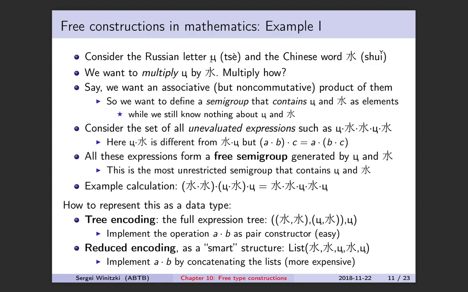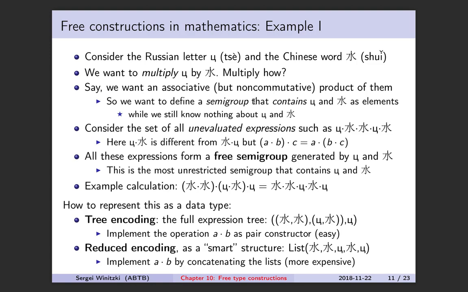Consider two things, and I will choose things that mean very little by themselves. The Russian letter tse and the Chinese word shui. The letter tse doesn't really mean anything by itself, it's just a letter of the Cyrillic alphabet. And the Chinese word shui, it means water, but it doesn't matter for now. So now suppose I wanted to multiply them. I wanted to multiply tse by shui. So what does it mean? How would I multiply them?